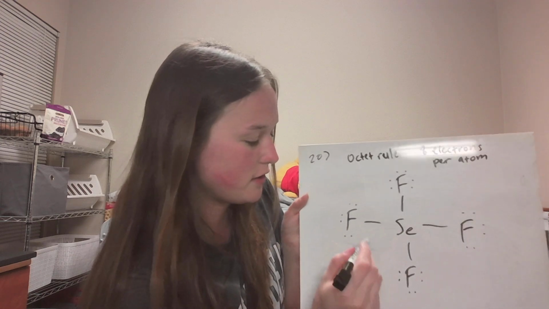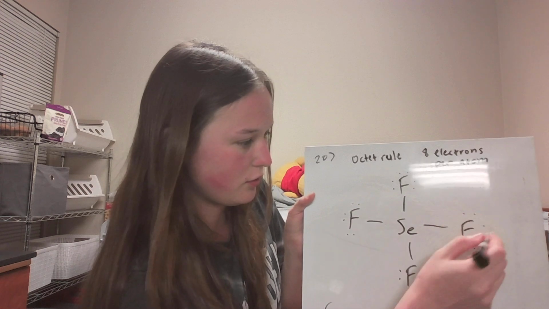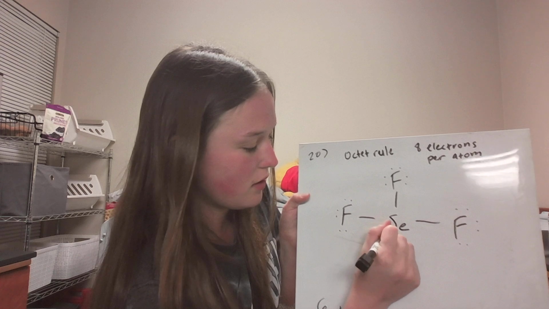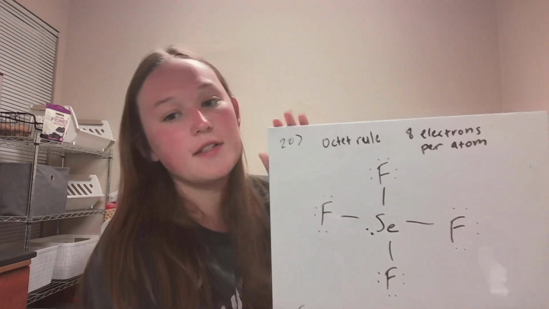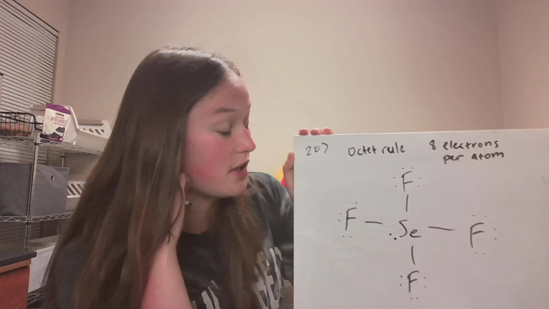Anyway, so if we count the valence electrons, 2, 4, 6, 8, 10, 12, 14, 16, 18, 20, 22, 24, 26, 28, 30. It's only 32. So we have to put 2 more on this Se. So that's why it violates the octet rule, because it has 10 electrons on this. 2, 4, 6, 8, 10. That's why this is your answer.